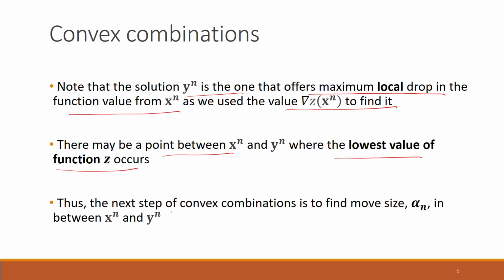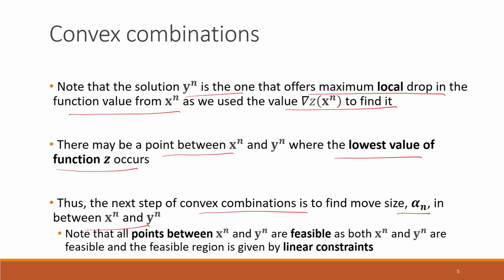So, therefore, the next step of this convex combinations method is to find the move size alpha n between xn and yn, so that we get to that point between xn and yn where actually the objective function is the lowest. So, we want to decide how much we want to move along in this direction. Note that all the points between xn and yn are feasible, as both xn and yn are feasible, and the feasible region is given by linear constraints.